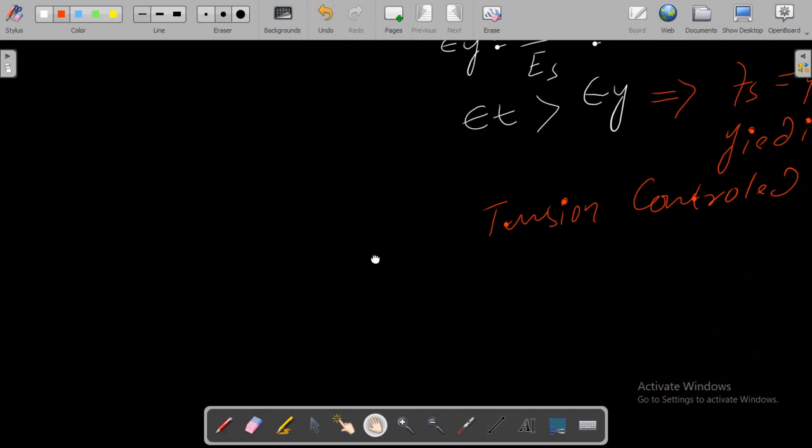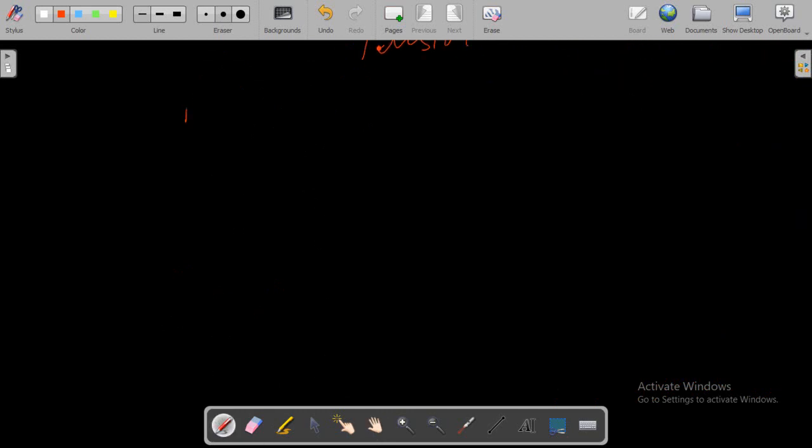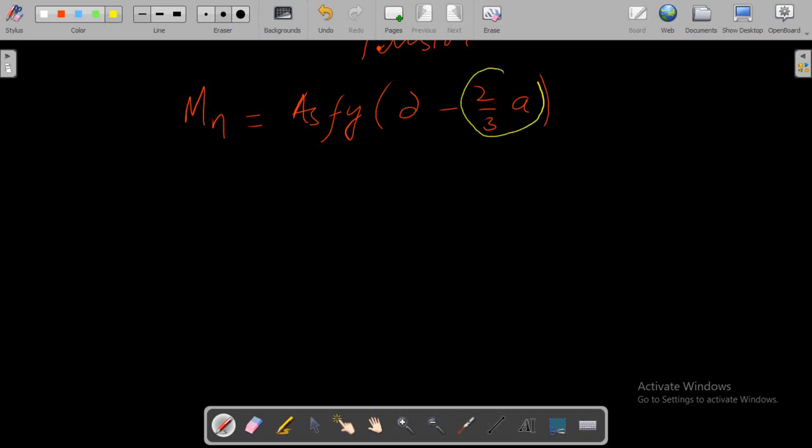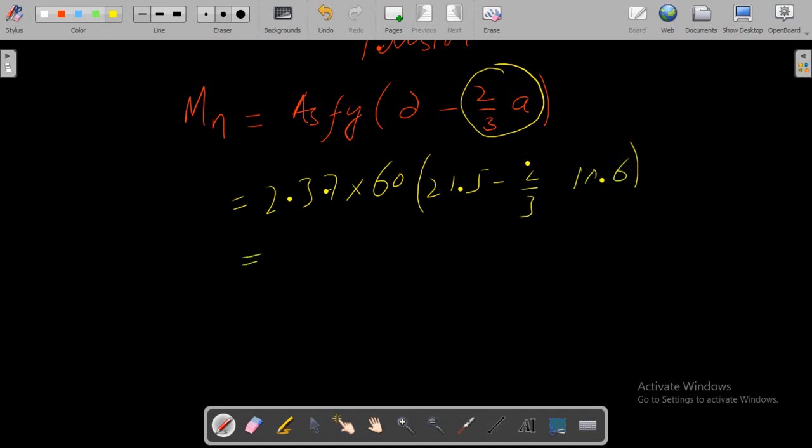The value of Mn in this case will be Mn equals As times fy times the lever arm, that is d minus 2/3 of a. Note this value, because in the rectangular case this is just a divided by 2, but in the case of a triangle it is 2/3 of a. Now if you plug all the values into this equation, we know As is 2.37, we know fy is 60, we know d is 21.5 minus 2/3 of a, and we know a is 10.6. So from this we got the value of 2060 pound inch.